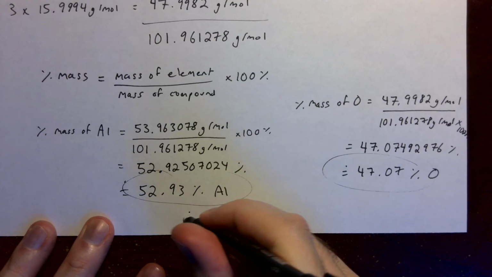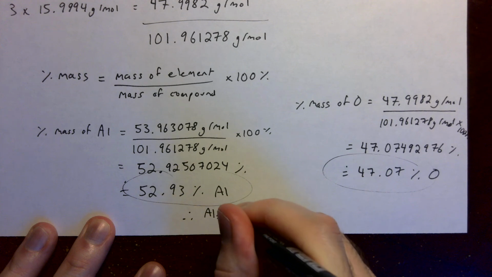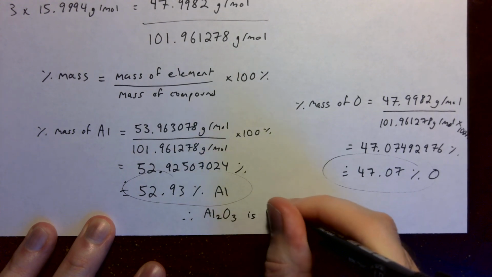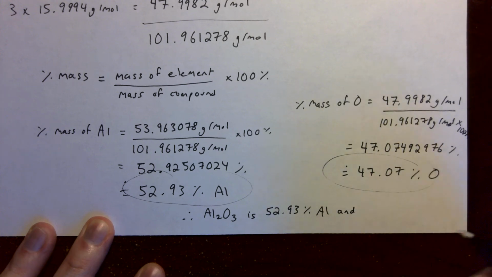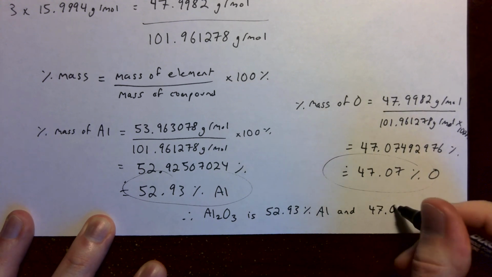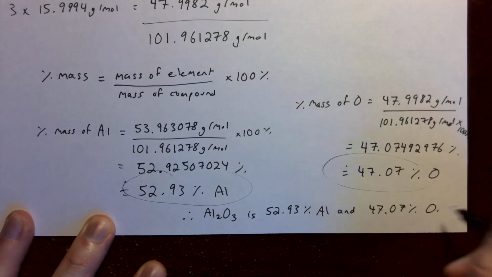And we would just say, therefore, aluminum oxide is 52.93% aluminum and 47.07% oxygen.